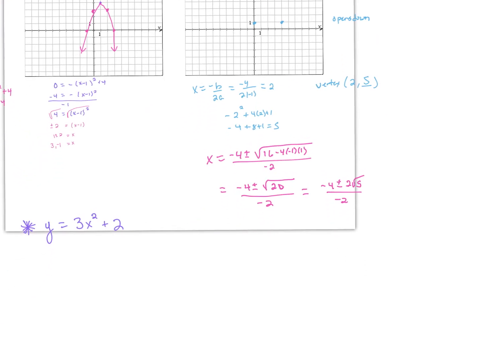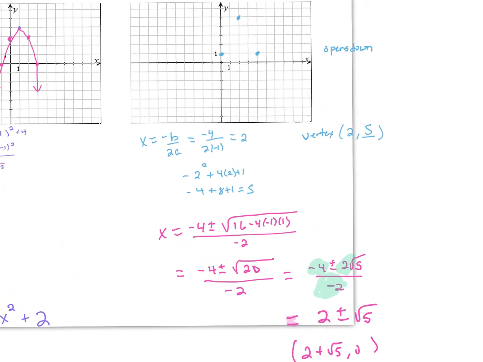And we need to think about Mickey Mouse ears here. So we have a common factor. And in this case, just to make things look a little bit nicer up front, we're going to divide by negative 2. So we end up with a positive 2 plus or minus the square root of 5 all over 1, basically. So the 2 x-intercepts that we have are 2 plus the square root of 5, comma, 0, and 2 minus the square root of 5, comma, 0.